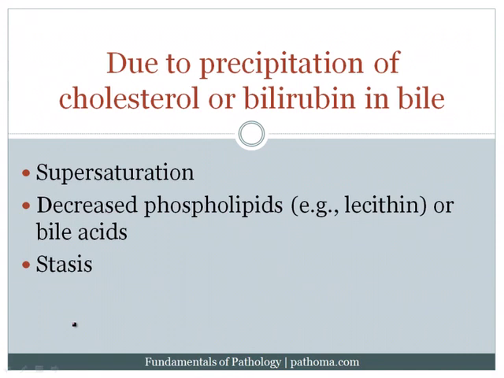Now, this would occur due to supersaturation, and that's, again, I've already discussed that, a high concentration of one of these two components. In addition, this could occur when there's decreased phospholipids or bile acids. Now, recall that phospholipids and bile acids help to solubilize the cholesterol, for example. And so if you lose the ability to solubilize the cholesterol, you're going to increase the risk that cholesterol would precipitate.